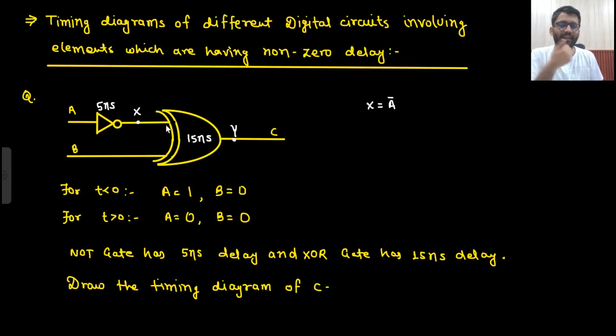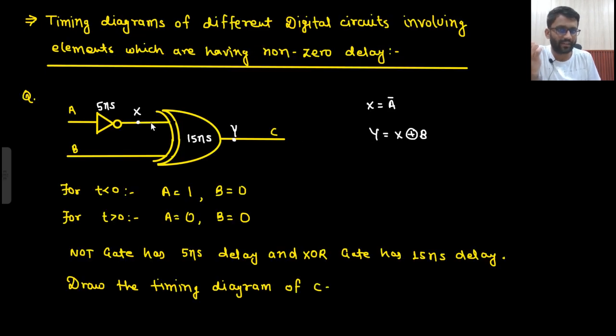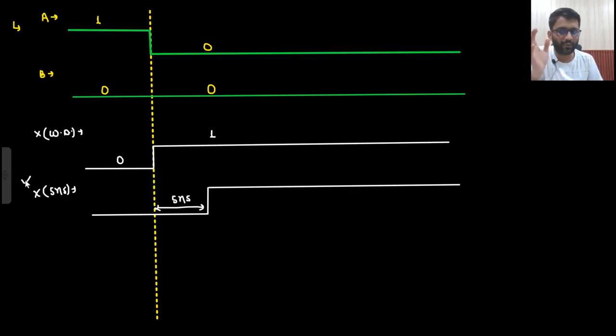Now what is my second target? My second target is Y. What is Y? Y is X XOR B. I am not thinking about the delay. My target is only to make the waveform. So X XOR B. Now which X will I take? The delayed one, because that is the new waveform I have got. So the delayed one I will be taking, XOR with B.